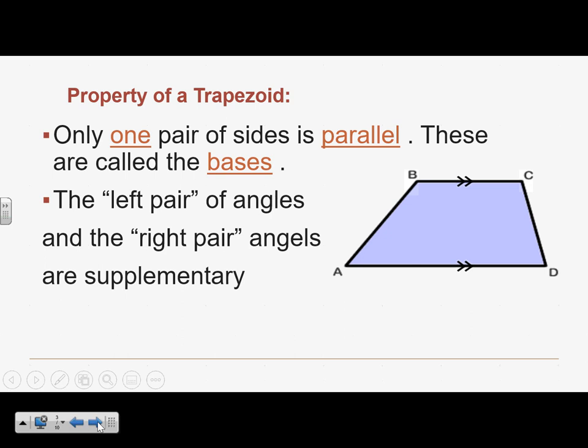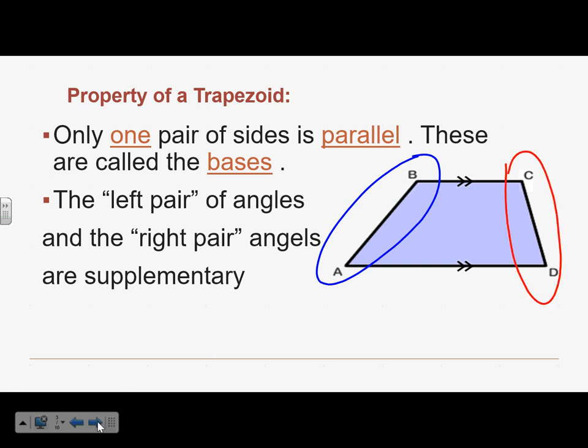So properties of trapezoids, we already talked about this one. Only one pair of sides is parallel. These are called bases. And now this one I added in here because I think it must have gotten deleted when I was editing some things. But the quote-unquote left pair of angles and the right pair of angles are supplementary. Now what I mean by that is the left pair, these 2 add up to be 180. That's the left pair. The right pair, these 2 add up to 180.